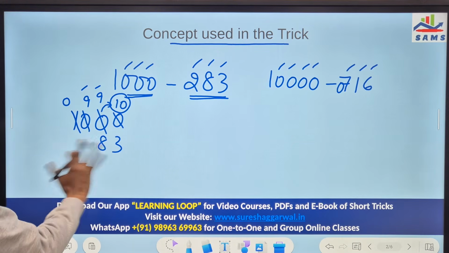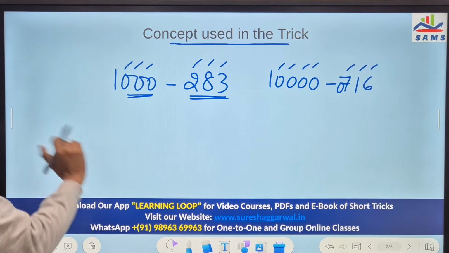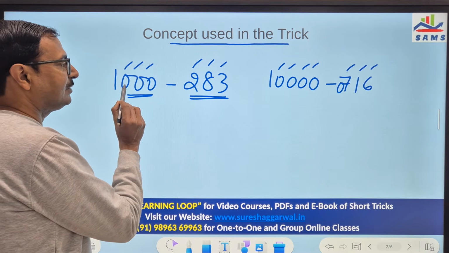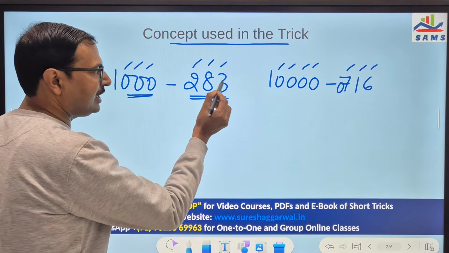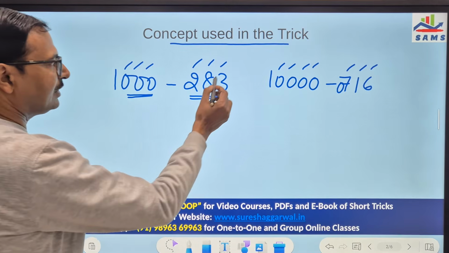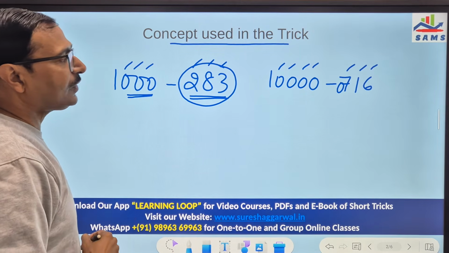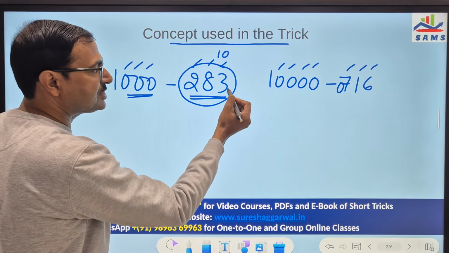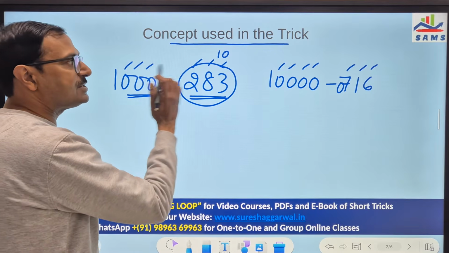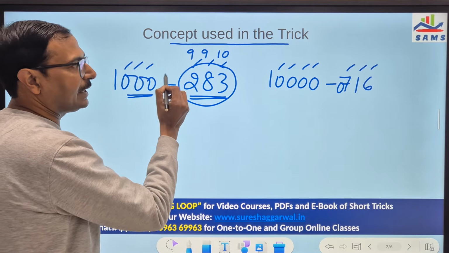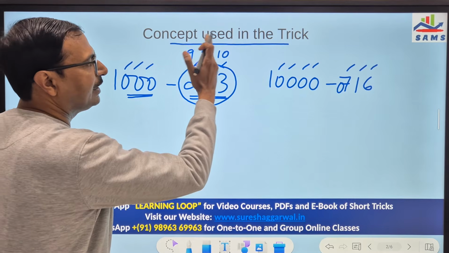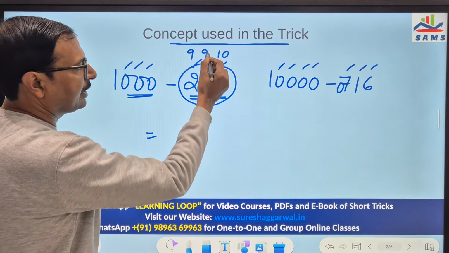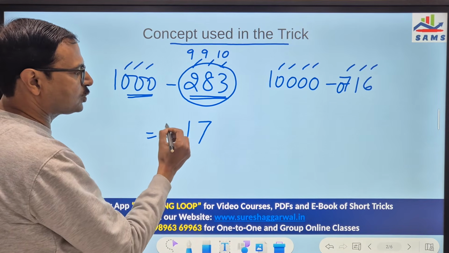So I don't want to write even a single step here in this question. So what will I do in the concept? I will check that there are 3 zeros and 3 digits here. So I will just look at this number and I will start subtracting the last digit from 10, and the remaining digits I have to subtract from 9. Therefore it is called all from 9, last from 10, and you get your straight answer: 10 minus 3 is 7, 9 minus 8 is 1, and 9 minus 2 is 7.